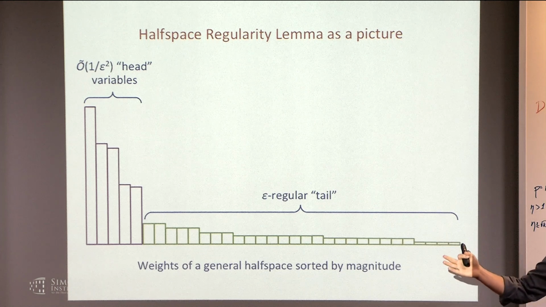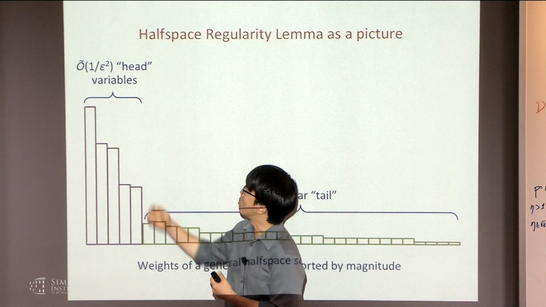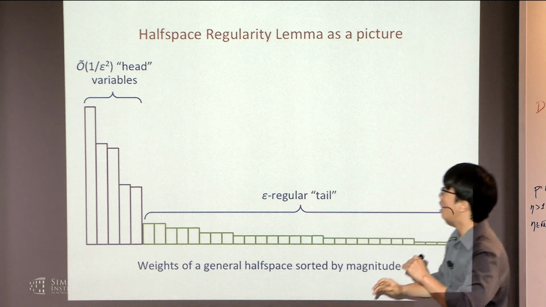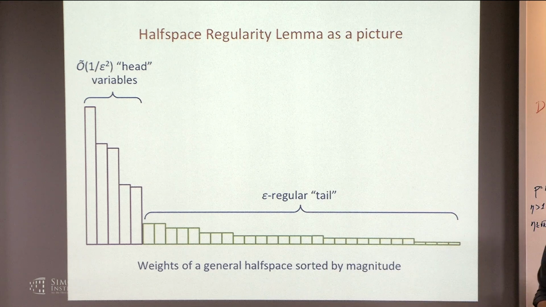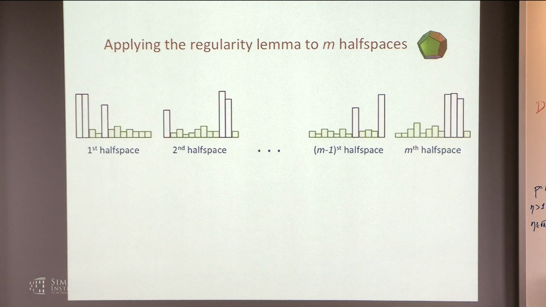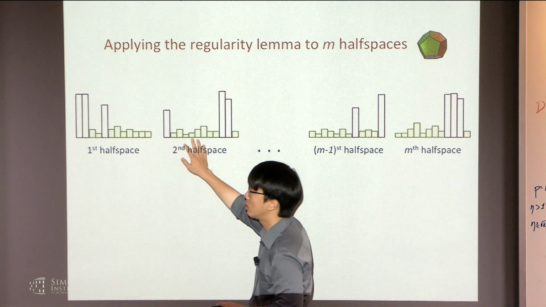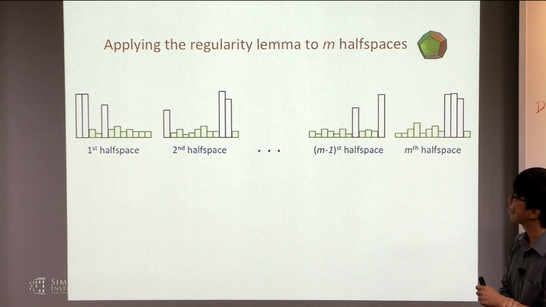Okay, so here's the regularity lemma in a picture. If you give me any half space, I sort the weights according to their magnitude. Then there's a small number of head variables, 1 over epsilon squared. And again, for this talk, just think of it as 10. After which, the remaining n minus 10 variables will be very well spread out. So this is a structure theorem for any half space. We're not dealing with a single half space. We're dealing with m many half spaces. But we can, of course, apply the structure theorem to each of the m many half spaces in our polytope.